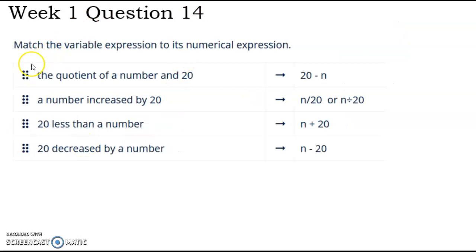Next one. Match the variable expression to its numerical expression. Okay, the quotient of a number and 20. So we need to know what that word quotient means. We used it in a previous example. The word quotient means to divide. So we're going to go on in here and, oh, there's a division. So this matches up right here.